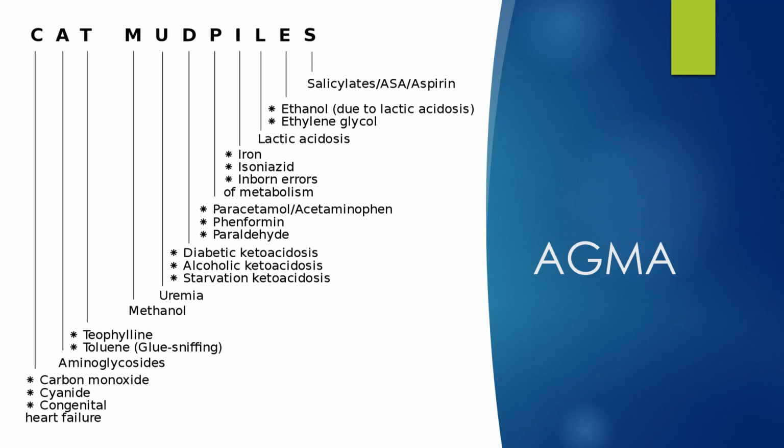You can read through this list on your own, but the most important ones are uremia, otherwise known as renal failure, or ketoacidosis, and this can be diabetes related or due to alcohol or starvation, and then lactic acidosis. So think of a septic patient or a significantly ill patient or a patient with ischemic bowel. That could cause lactic acidosis and cause an anion gap metabolic acidosis.